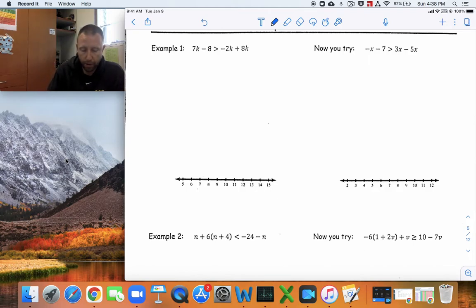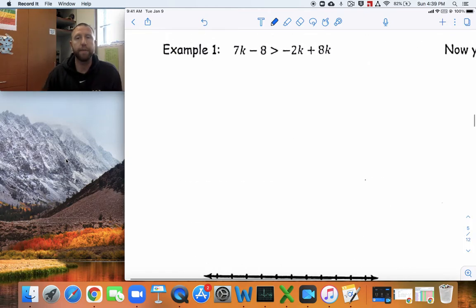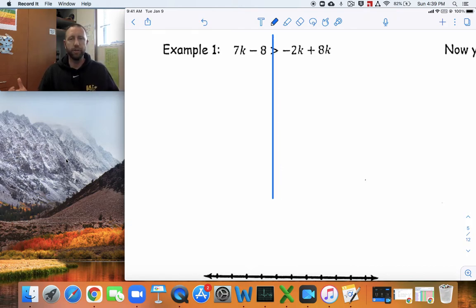So for this first example, first thing I noticed, right off the bat, I've got variables on both sides, right? And that's what this section is about. We're doing the more difficult types of inequalities, just like when we solved equations, we did the easier ones first and then went to the multi-step ones second. Here, I see that there's variables on both sides, but I also see on the right side, I can combine those variables. Negative 2k plus 8k, those are like terms. So I'm going to combine those. Negative 2k plus 8k is 6k.